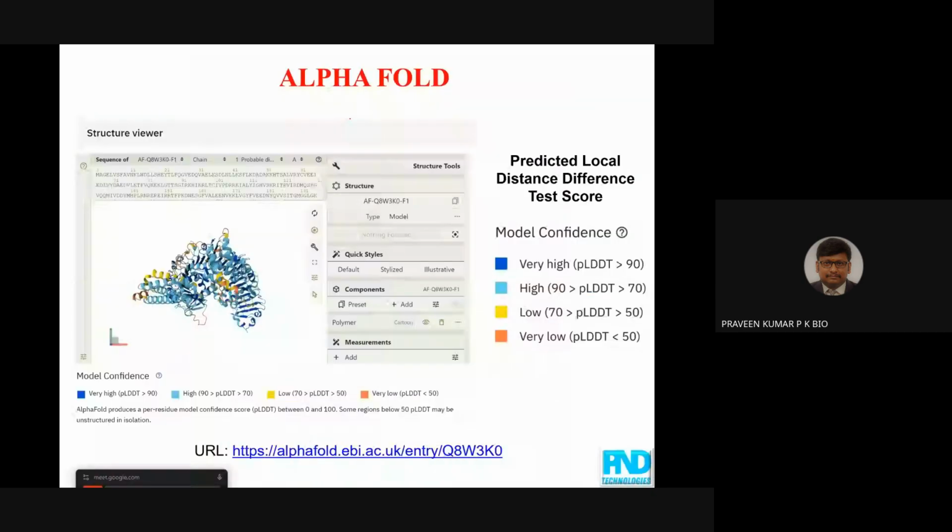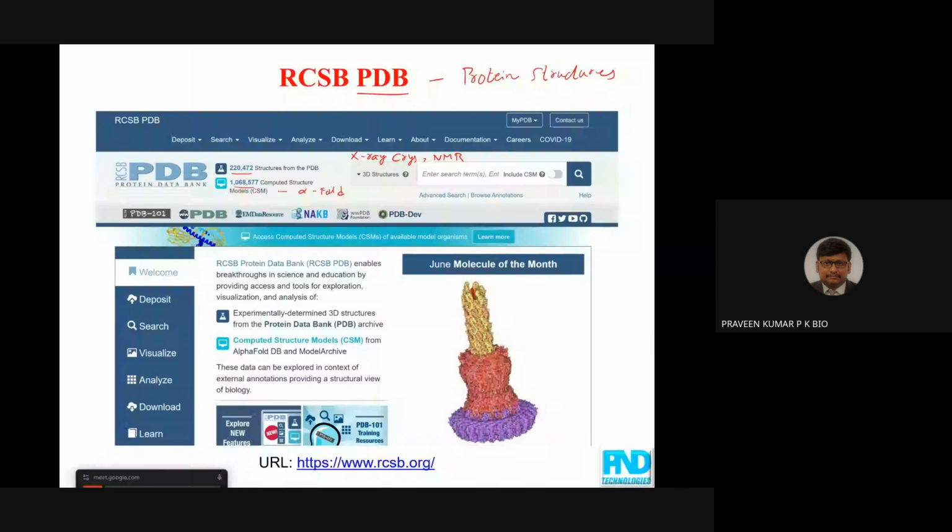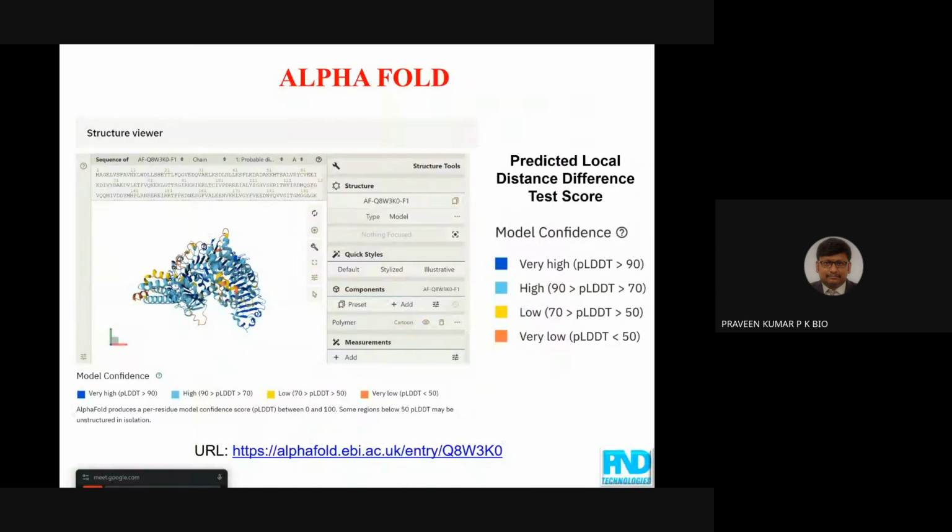AlphaFold, we also have an exclusive URL for AlphaFold. Can you see this? AlphaFold DB is where computed structure models are deposited, which is also available in RCSB. Other than rcsb.org/pdb, we can also see alphafold.ebi.ac.uk. So this is taken care of by the UK government.